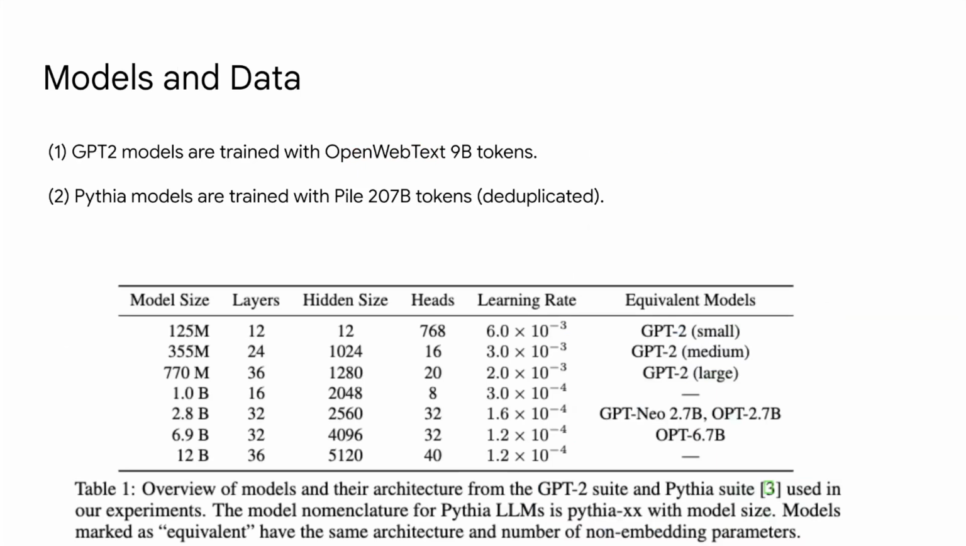Okay, for this particular section of this talk, we would use GPT-2 models trained on OpenWebText, consisting of 9 billion tokens. And then we would also see results with billion-sized Pythia LLMs, which were trained on 207 billion tokens, which are deduplicated. These are the model configurations of the GPT-2 models, and below we have four Pythia LLMs: 1 billion, 2.8 billion, 6.9 billion, and 12 billion.